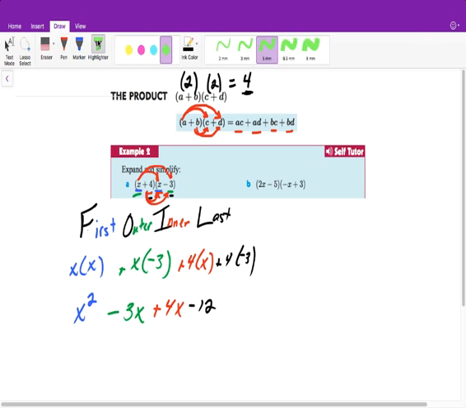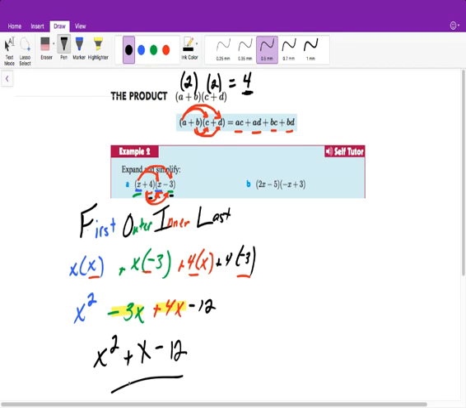So another thing, remember, we had 2 terms and 2 terms, so we should have 4 total terms before we simplify, and we do: 1, 2, 3, 4. Now we'll go ahead and simplify, so we look for our like terms. Well, the only like terms we have are the negative 3x and the positive 4x. So we combine our like terms, so we have x squared plus x minus 12. All right, that would be our final answer for that one.